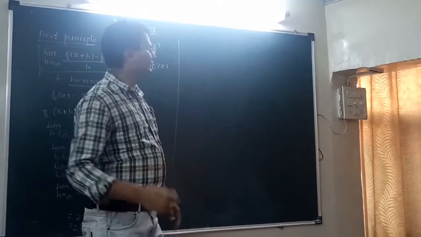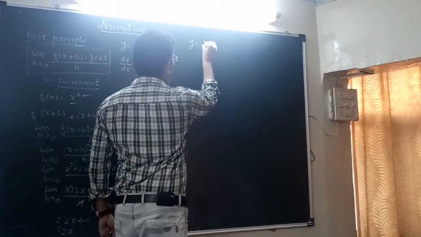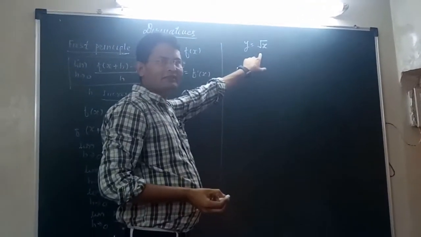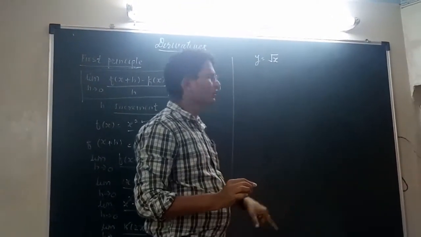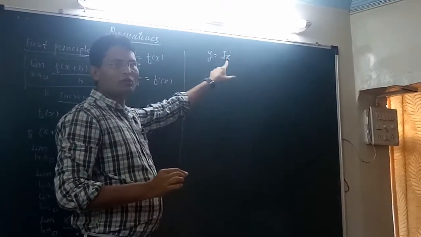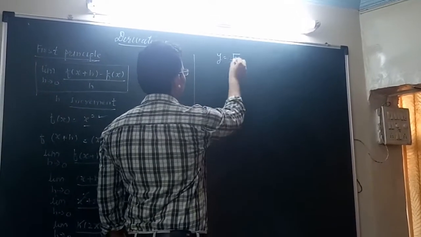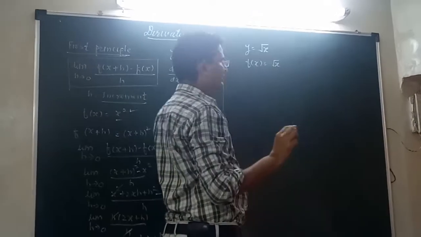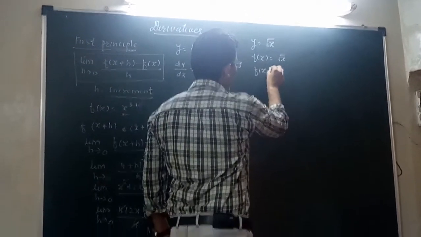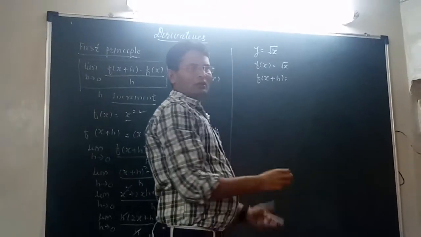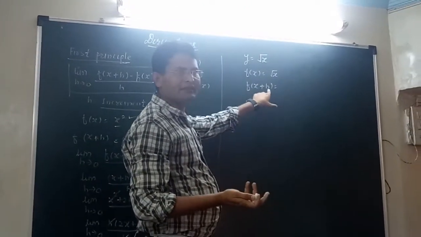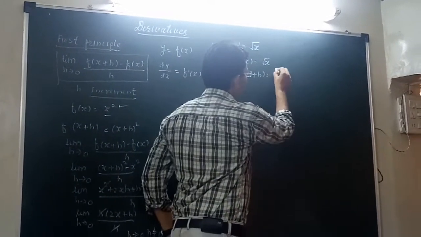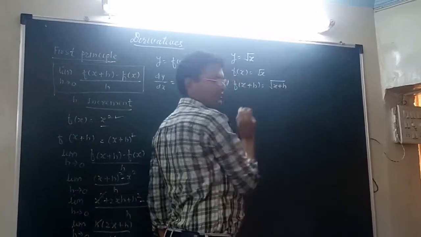Let's go for another example. Let's say y is equal to root x. Means what? f of x is root x and we are supposed to find out the derivative of root x. So f of x is equal to root x, and f of x plus h would be, as we know h is the increment which has to be added to every term wherever x is there, so it would be x plus h.